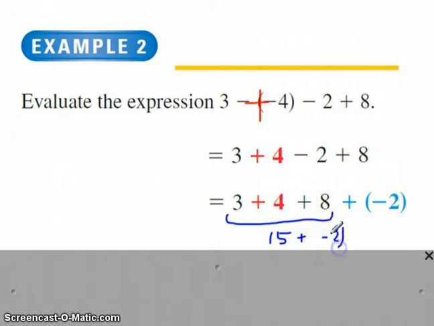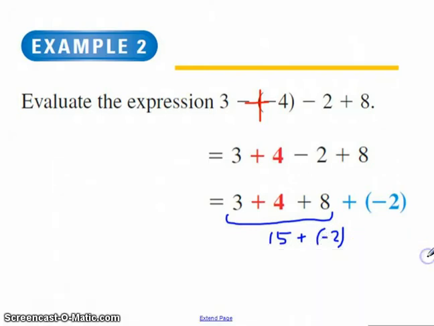And you can solve that the way that we did yesterday, or you can use the subtraction rule that I talked about today. 15 plus negative 2 is the same thing as 15 minus 2. And what we end up with for an answer is 13.